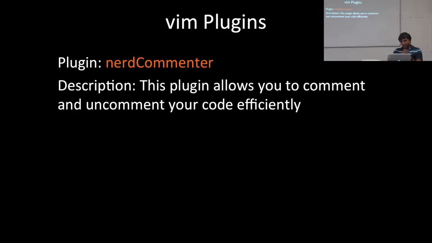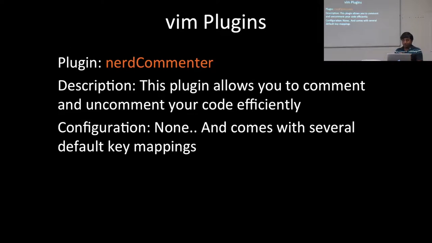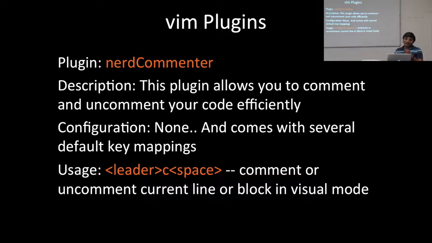This plugin, as I said, allows you to comment and uncomment your code efficiently. Configuration: none. You are not required to configure your vimrc file to use this plugin. It comes with a lot of default key mappings, so of course you need to read them so you can use it. The basic key mapping is your leader key, then C and space. You use that to comment your code and to uncomment your code. I'll show you when I do the demo how you can use it. You just have to modify your leader key if you are not comfortable with the default leader key.